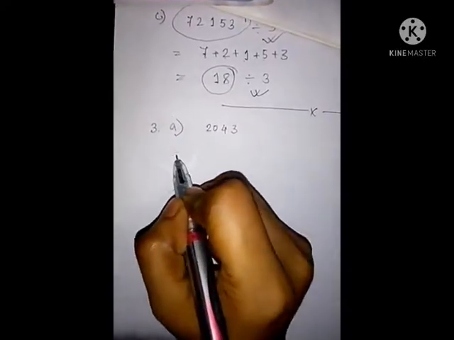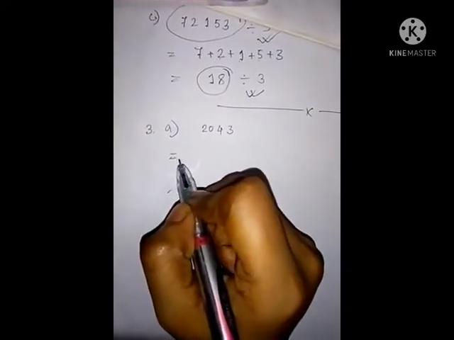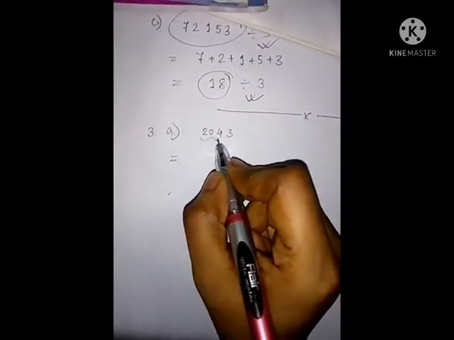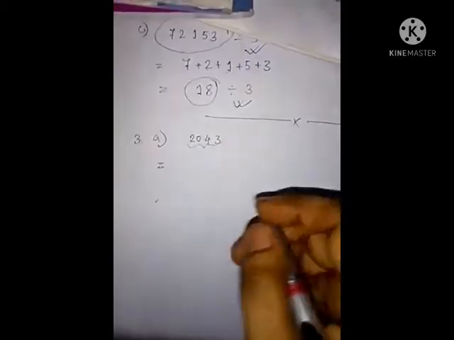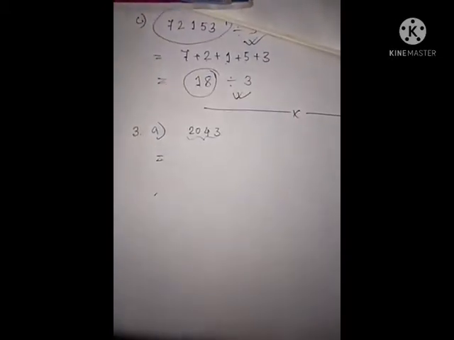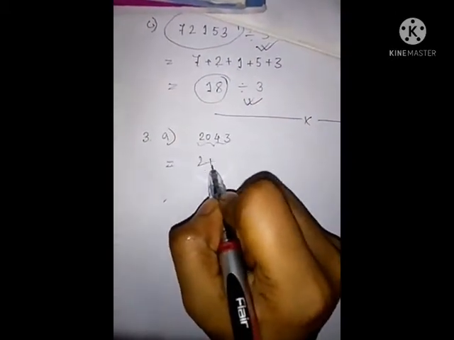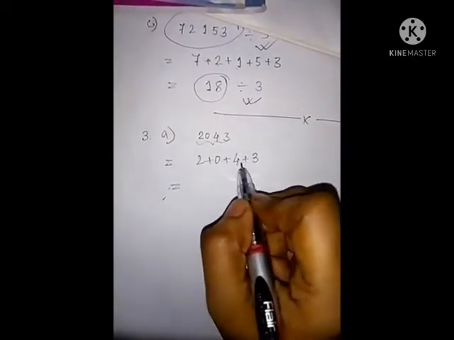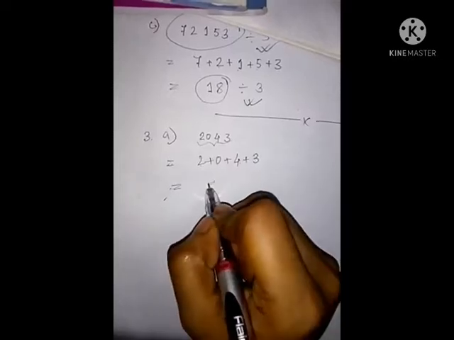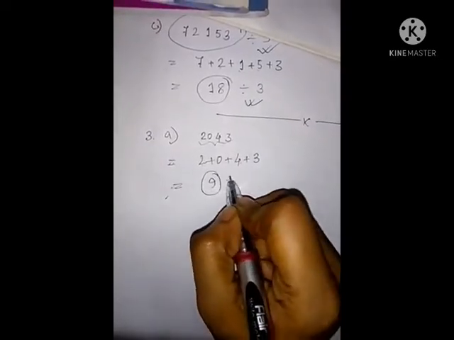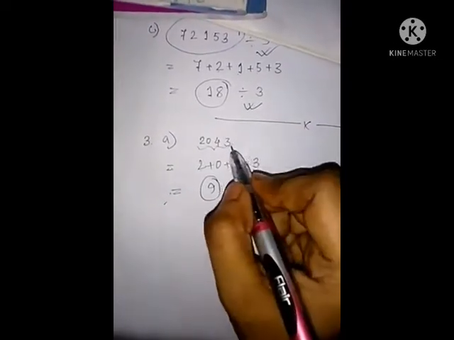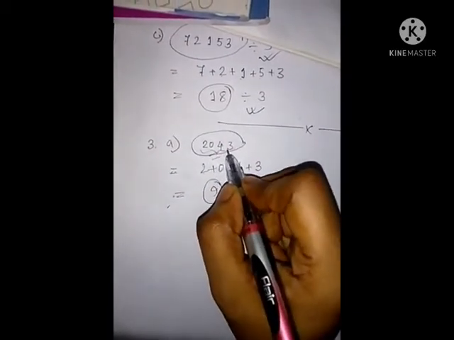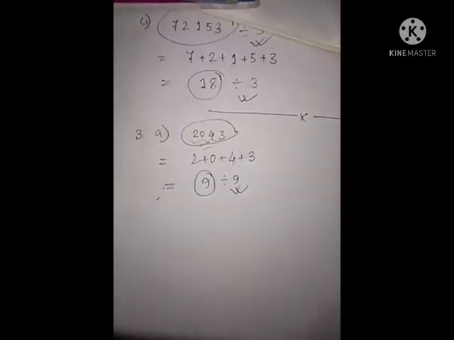Like the divisibility rule of 3, we again have to add all the digits to check the divisibility by 9. 2 plus 0 plus 4 plus 3. 2 plus 4 is 6, 6 plus 3 is 9. So we know that 9 is divisible by 9. So we can say that this number 2043 is divisible by 9.